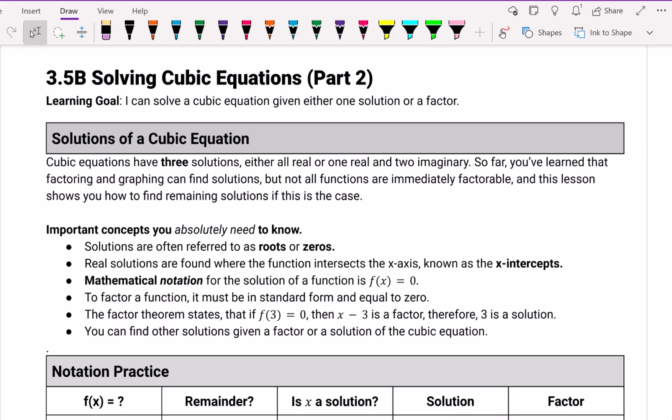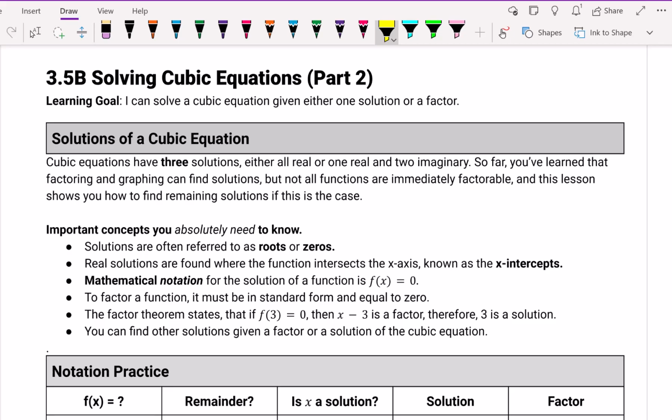Hi, let's talk about solving cubic equations, more specifically solving a cubic equation given a factor or a solution. So this lesson is a continuation on factoring and solving by graphing. You still need to know all of those things. Let's just do a really quick review. You may want to grab your highlighter.